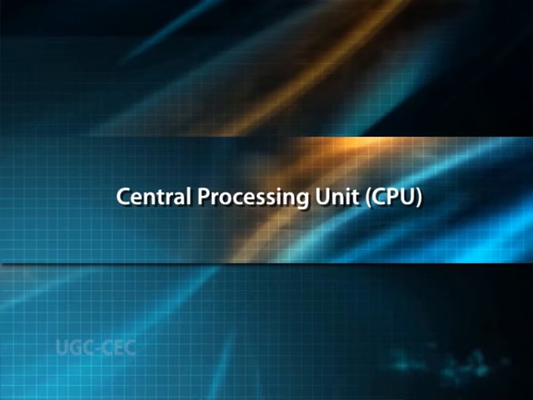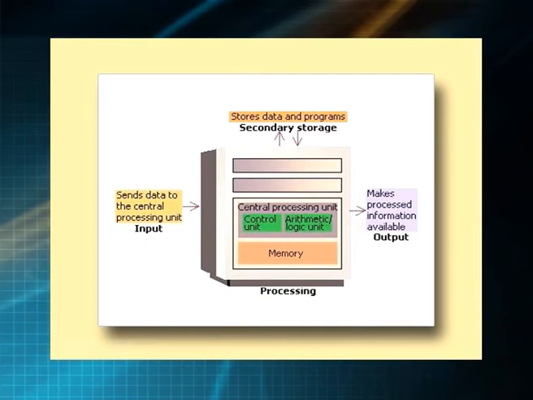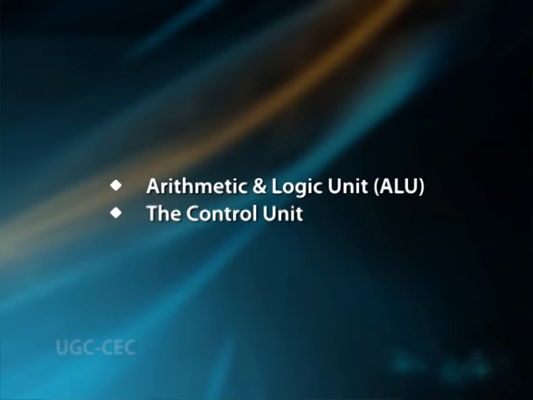Central Processing Unit (CPU). CPU receives data and instructions, stores them temporarily, and then processes the data as per the instructions. Because the CPU performs many different functions, there is a need to divide it up into its components. There are two main components. They are Arithmetic and Logic Unit or ALU and the Control Unit.